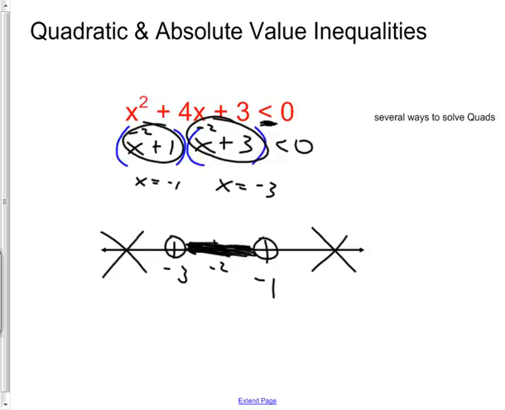So, but if I wanted to test one just to show you, if I test 0, 0's in that zone up there, I stick a 0 in here and a 0 in here, and I have 1 times 3 is 3. Is 3 less than 0? Nope, so it didn't work. Okay, final answer, -3, comma, -1. So the zone between -3 and -1, not inclusive.